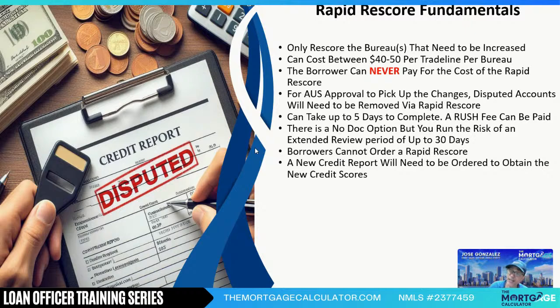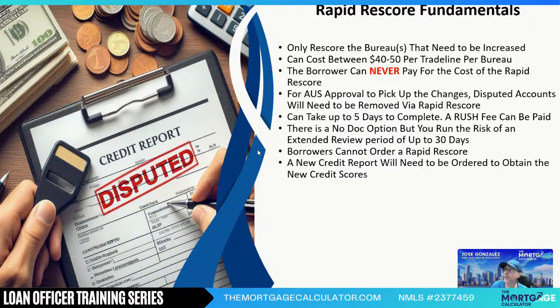So what do I mean by that? Let's say, for example, you need at least a 660 credit score for a DSCR, let's say a non-QM loan, to get an 80% LTV, but your borrower has a 640 Equifax, 655 Experian, and 655 TransUnion. If you need a middle score of at least a 660, you're going to have to rescore both bureaus that are 655 so that your middle score ends up being at least a 660. You do nothing by rescoring just one of them to a 660. Now he's going to have a high score of a 660. And you do nothing by rescoring all 3 bureaus when you only need 2.